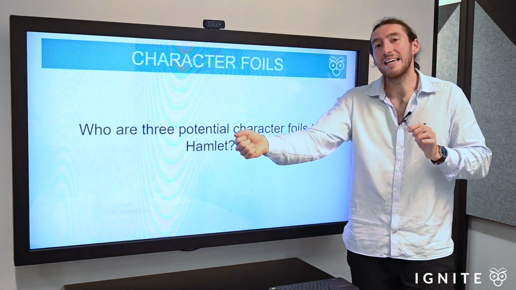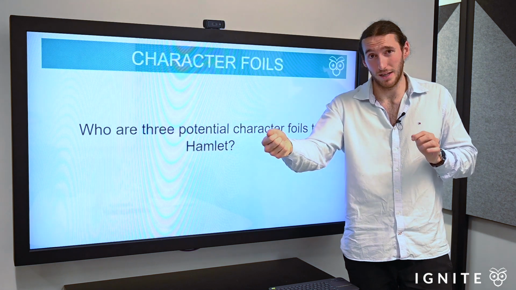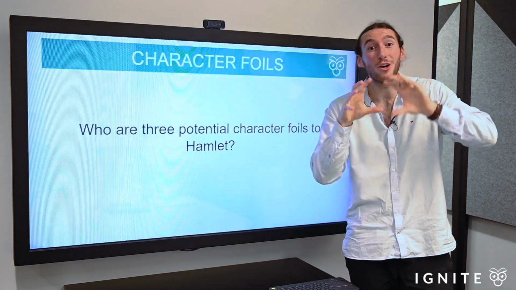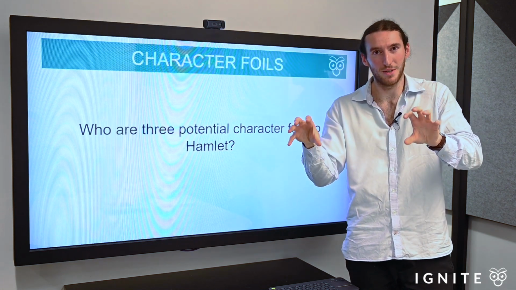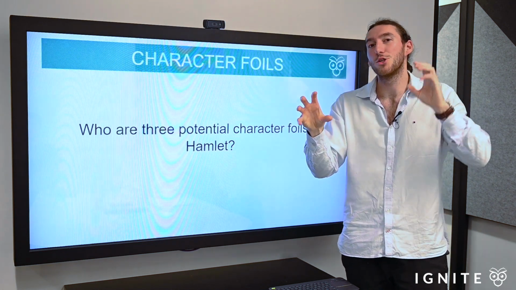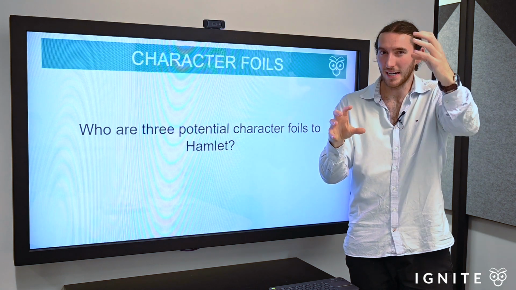But once Hamlet kills Polonius, that's Laertes' father. Laertes becomes a foil to Hamlet because both of their fathers have been killed. And Laertes wants to kill Hamlet to avenge his father. So hopefully you're starting to see this.